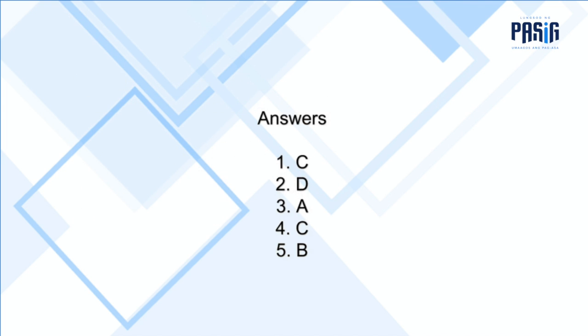Here are the correct answers. Number 1 is C, number 2 is D, number 3 is A, number 4 is C, and number 5 is B.